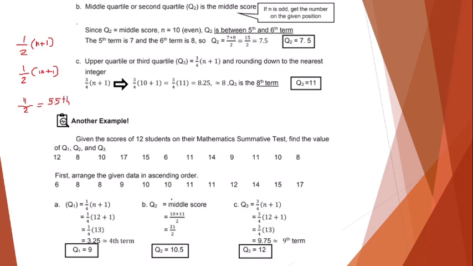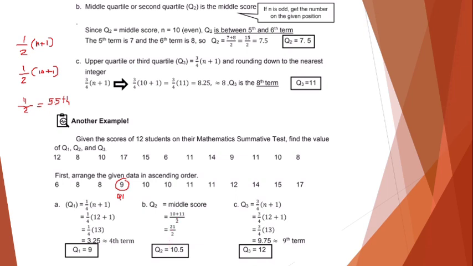So by finding the first, ilan po lahat? 4, 8, 12. It has 12 elements. So 12 plus 1 is 13. 13 divided by 4 is 3.25, or that is in the fourth term. So this is your fourth term. So your quartile 1 is 9. Next, quartile 2, the middle score, so that is 10.5.